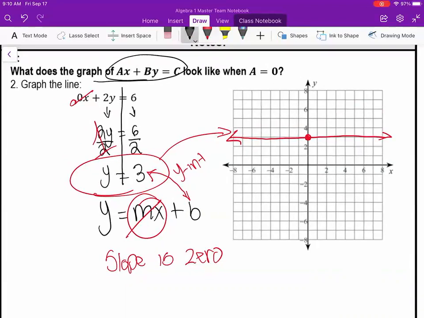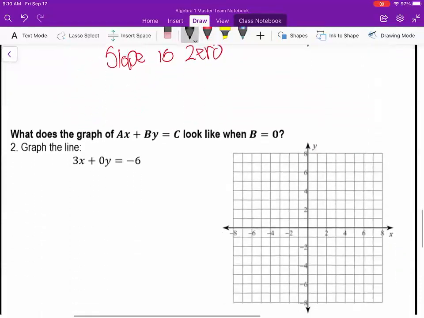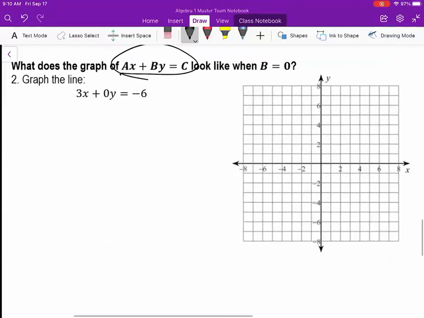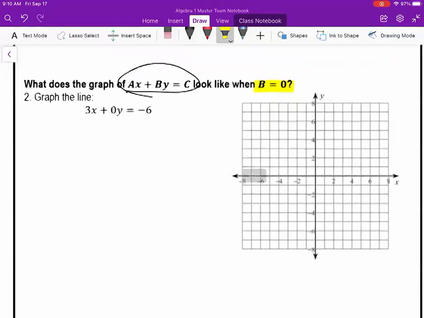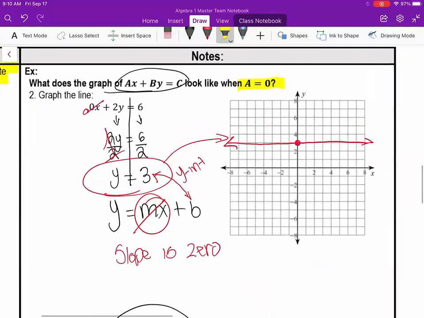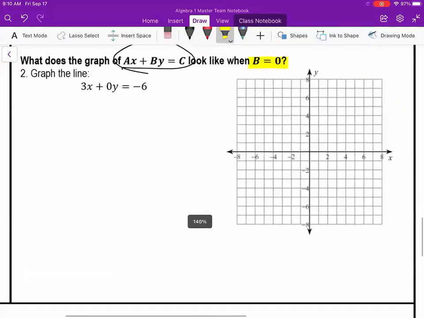All right. Well, what happens when you get the same example in standard form, but then your b is equal to 0? Notice that in the previous example, a equals 0, right? Well, what's going to happen when b equals 0? Well, let's take a look at that.